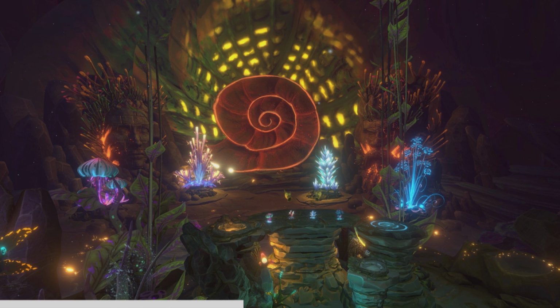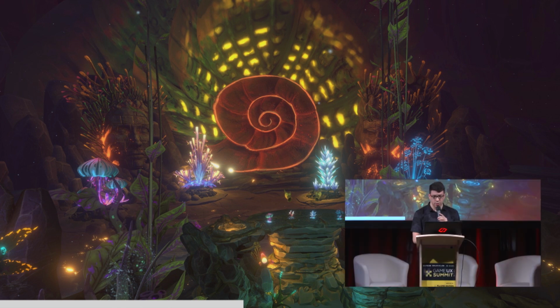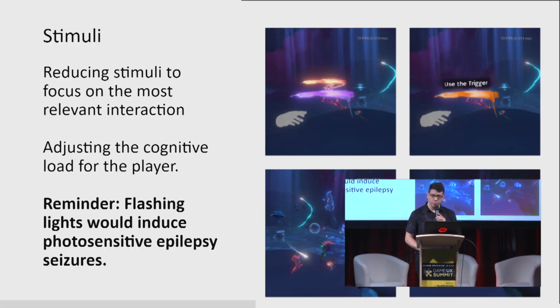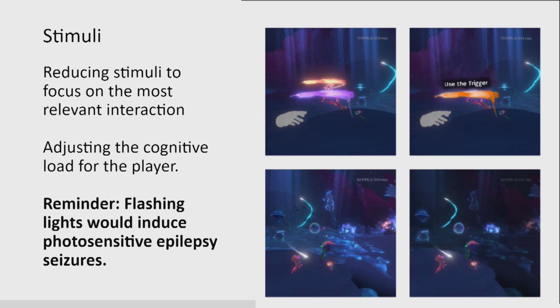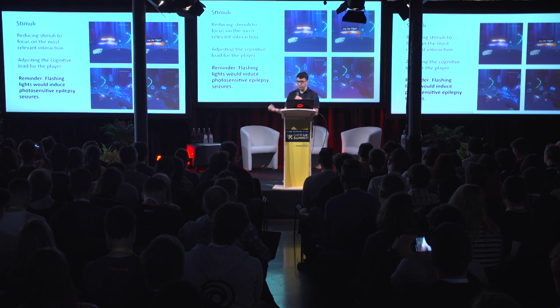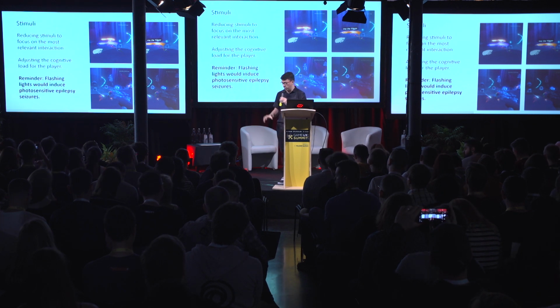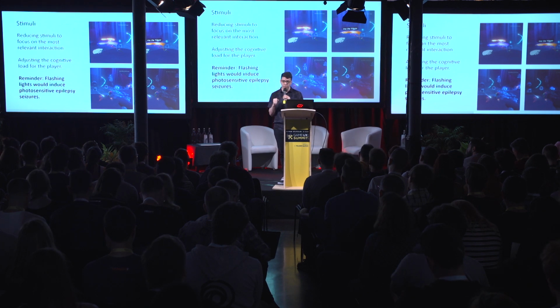As you can see, it's bright, it has a lot of lights and different elements, it's almost alien to some people. And one problem that happened after that was we had a lot of stimuli. So we needed to reduce the stimuli to focus on the relevant interaction. People were getting very distracted because there was too much in the world. So we lowered the cognitive load for the player so they can focus on the relevant interaction, to the point that we even turned everything dark around the player so the person could just interact with the essential elements.